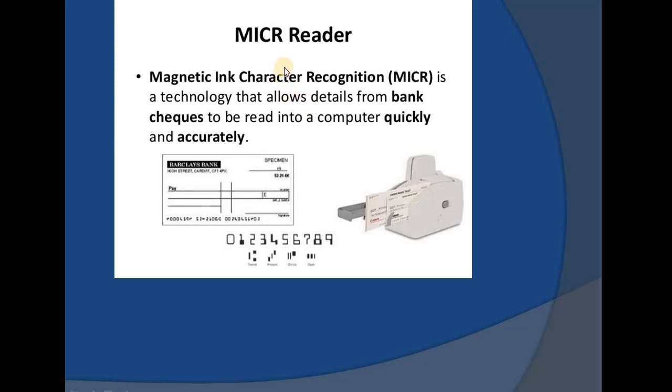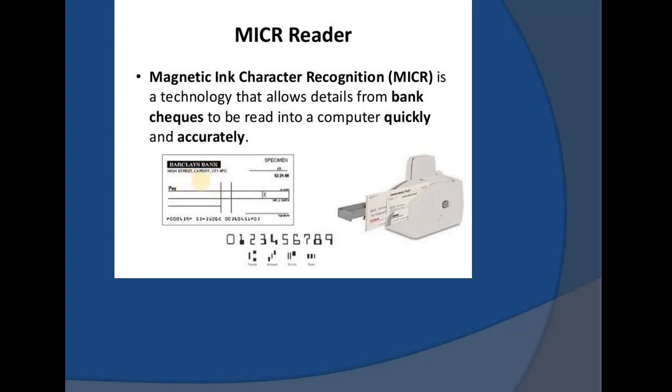Next, the very important input device, the MICR. It stands for Magnetic Ink Character Recognition. It is basically the technology that allows details from bank checks to be read into a computer quickly and accurately. As most of you might have used checks, they consist of a lot of information, like the name and the account number, and at the bottom we have the check number, date, and the amount that we need to transfer or get from the bank. All those details are present on the check.